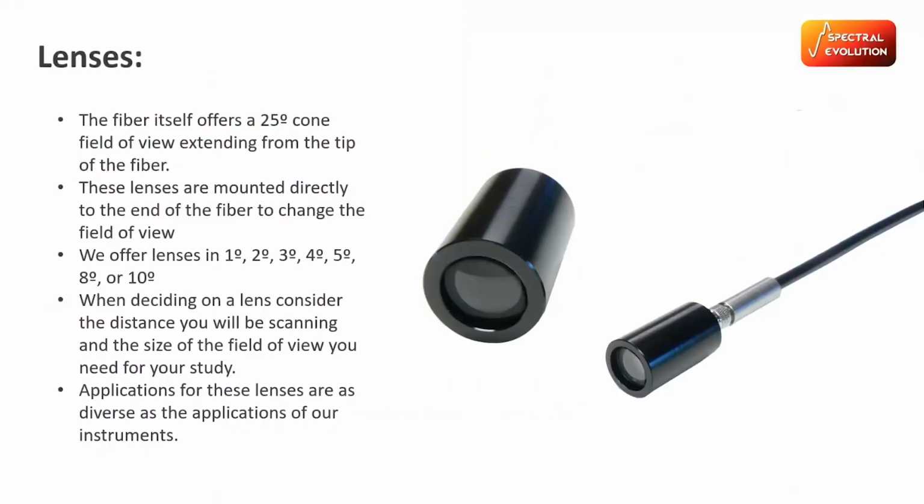We also have lenses for standoff measurements. Our bare fiber has a 25-degree cone field of view, and you can manipulate that with different lenses for standoff measurements. So standoff measurement would be if you're using, say, the sun or a light source in the lab where you're taking an area measurement. So you're creating that circle, but in a wider area.